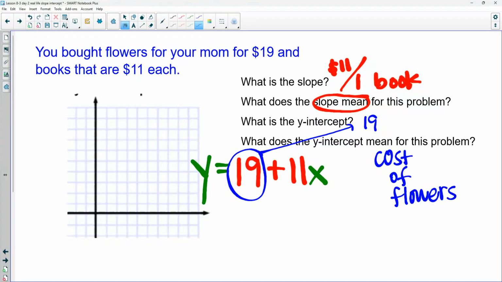So again, we have to think about how we're going to graph this. I don't like this particular one because 19 doesn't fit nice on a graph and neither does 11, but I can still do my best. 20, 40, 60, 80. Start with the $19 for flowers. Rise 11, run 1. Rise 11, run 1. Yes, you're going to have to estimate a little bit. Can you do it? Yes, you can. So now you can see the cost of the flowers plus however many books you buy.